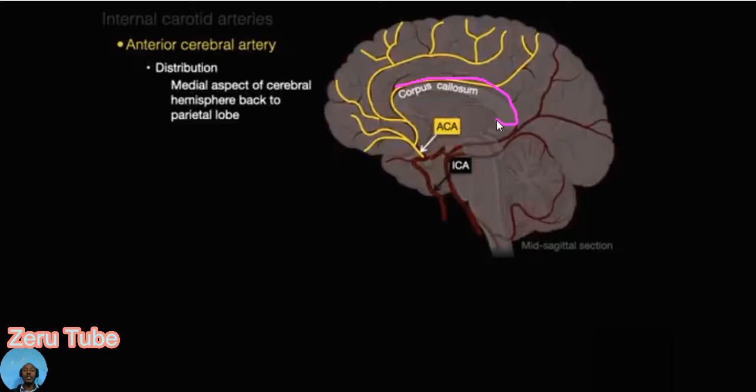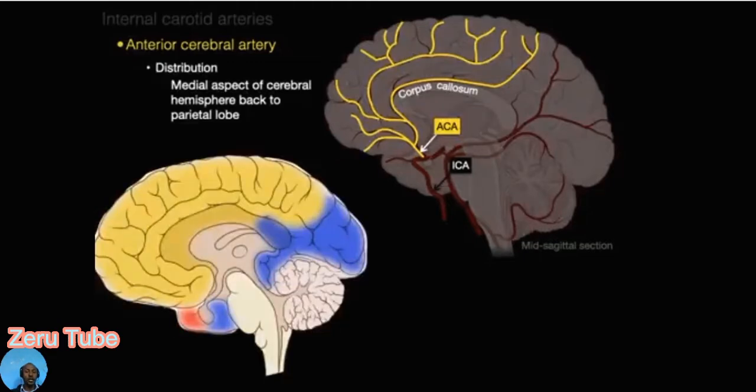Corpus callosum ምን ያረግልና ማለት ነው? Supply ያረግልና. This corpus callosum is very important for communicating the two hemispheres, left and right. Left brain part and right brain part communicate የሚያረግልን bridge ነው. ይሄንንም supply ያረግልናል. So the anterior cerebral artery gives blood for the corpus callosum. So the medial parts of the brain, these are the medial aspects.